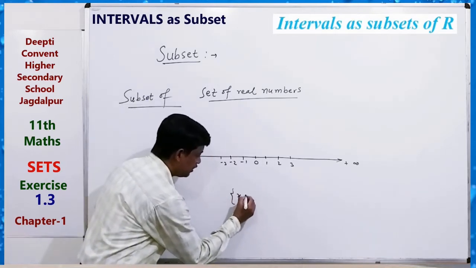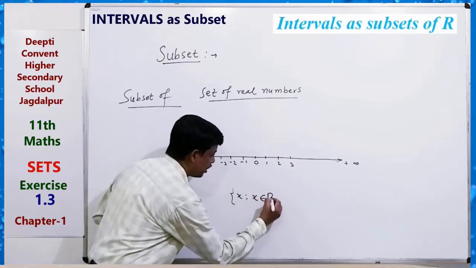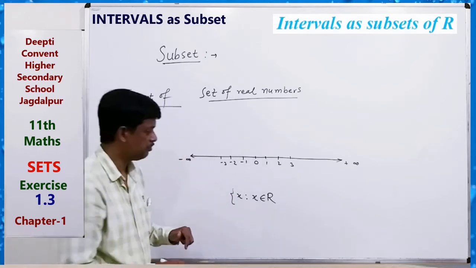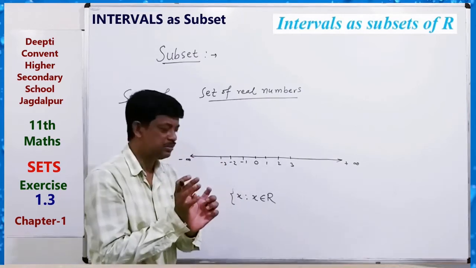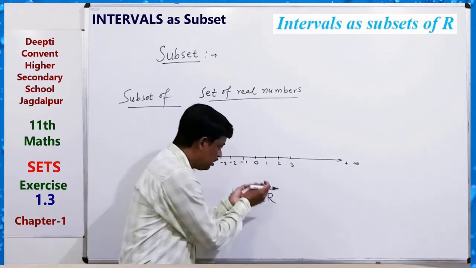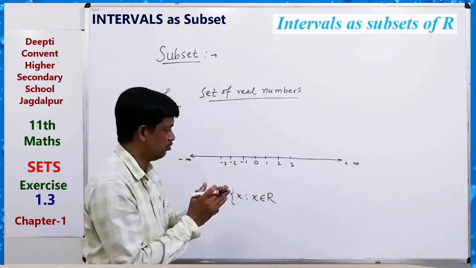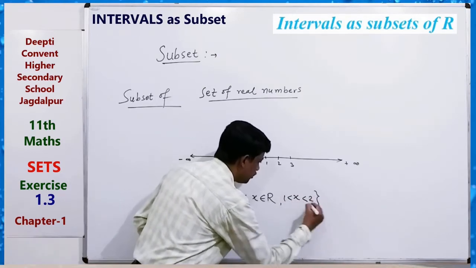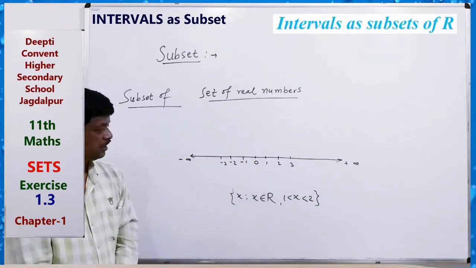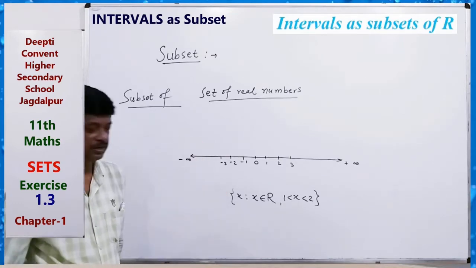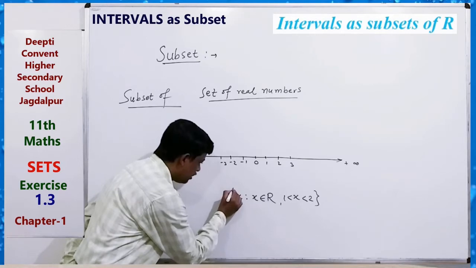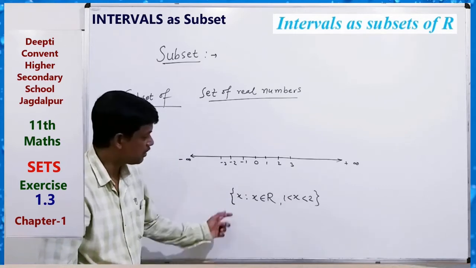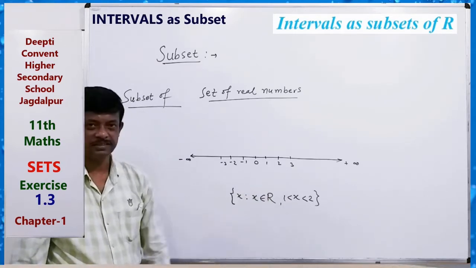So we can write a set such that x belongs to R. That means, written in set builder form, the set contains all those elements which are real numbers and lying between 1 and 2. That is, x lies between 1 and 2. This is written in set builder form. This subset of real numbers cannot be written in roster form because there are infinite numbers.